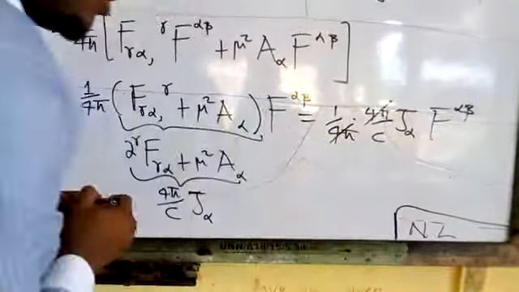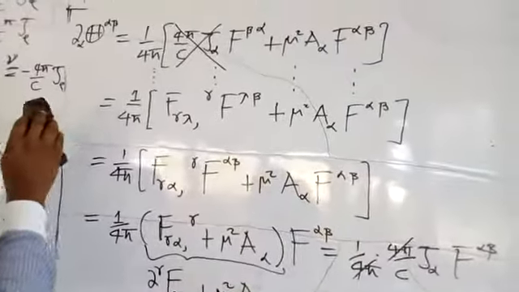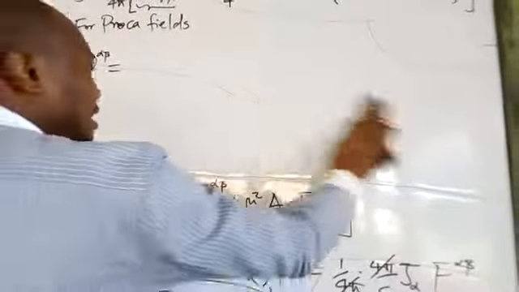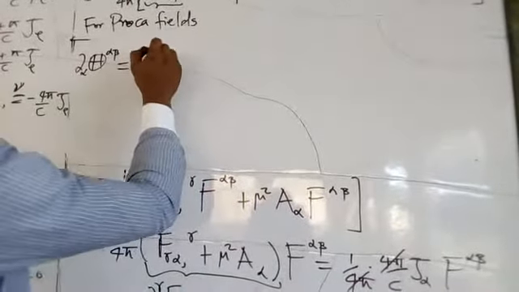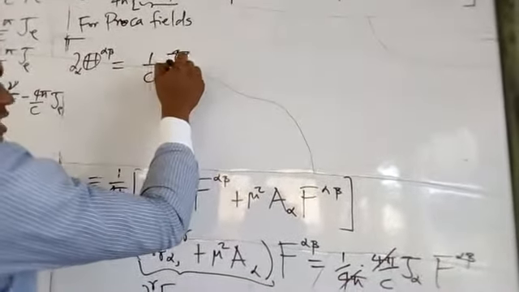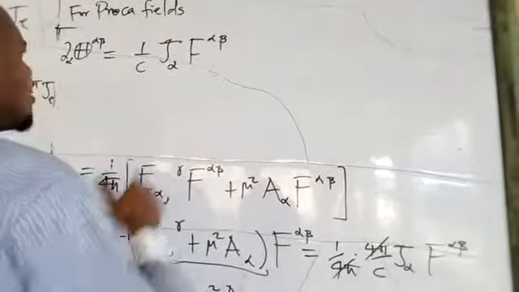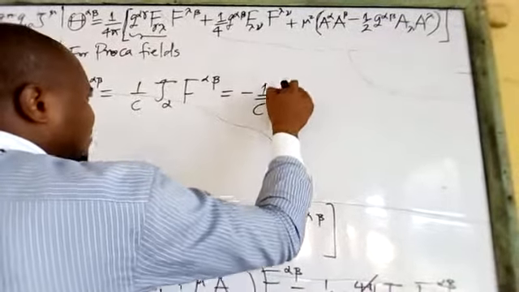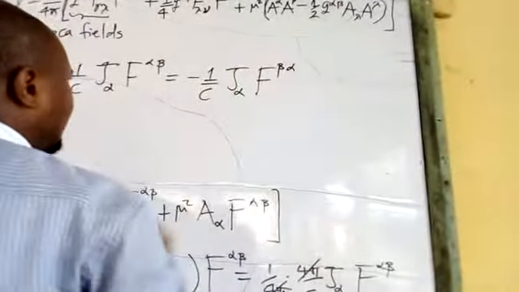Of course, these two go. And then in the end, it turns out, in this case, that what we get for the Proca Lagrangian is that this is equal to 1 all over C J sub alpha F alpha beta. Of course, if you decide to interchange these two, you get the same thing as we had for the Maxwell equation. This is again going to be beta alpha.